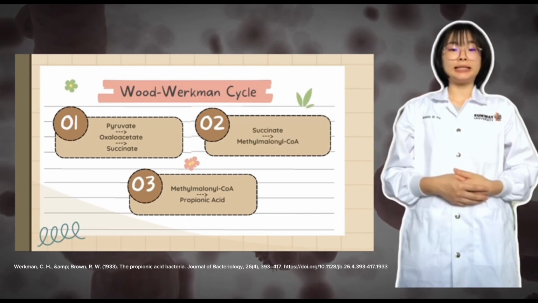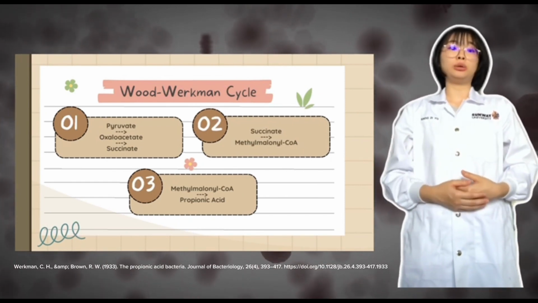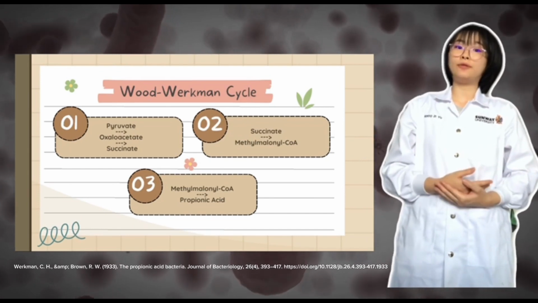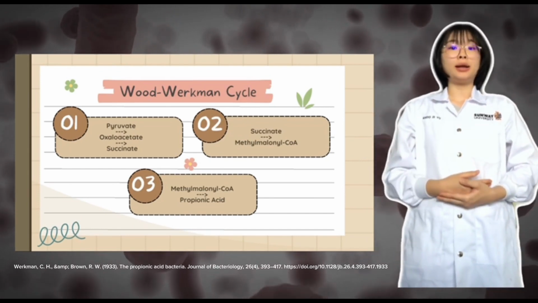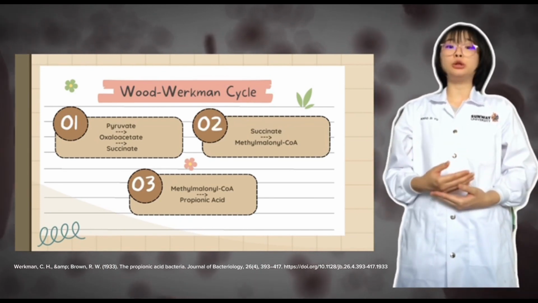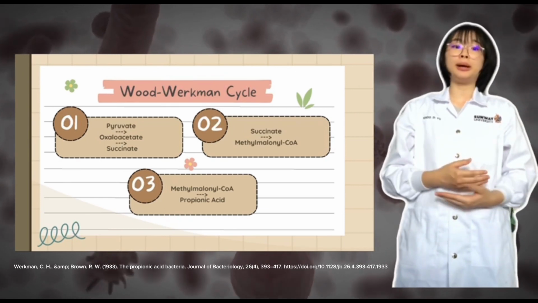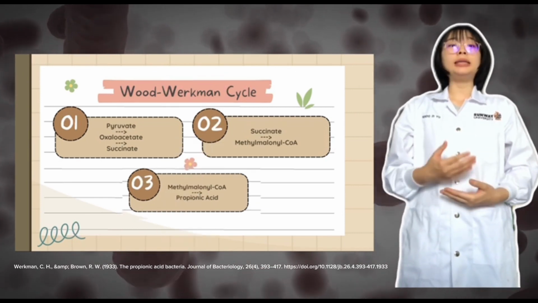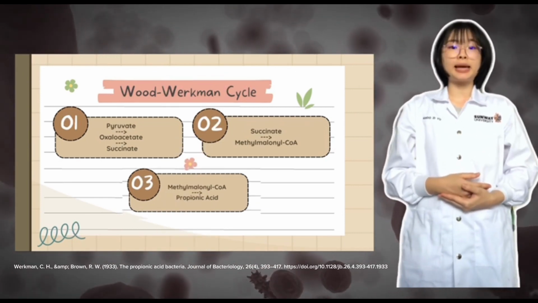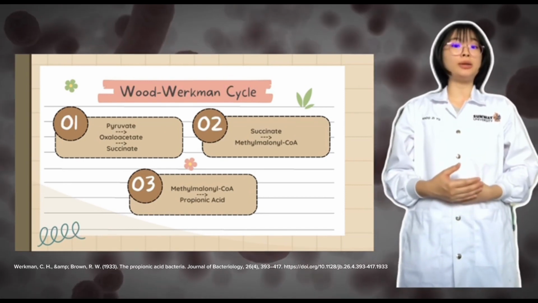In the second stage, succinate undergoes several enzymatic reactions, including the conversion by propionate CoA transferase of propionate to propionyl CoA, and propionyl CoA to methylmalonyl CoA, resulting in the conversion of succinate to methylmalonyl CoA. The final stage of the Wood-Werkman cycle involves the conversion of methylmalonyl CoA to propionic acid.